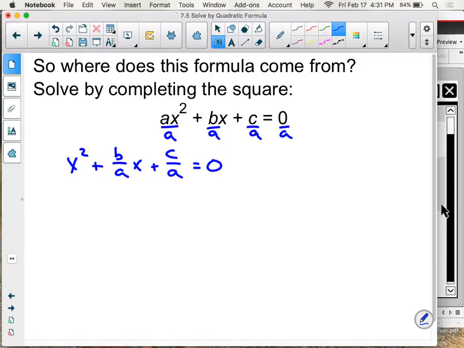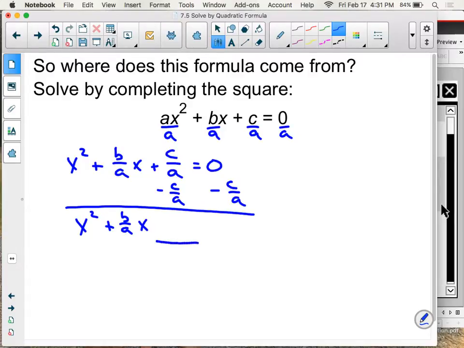Now, what you probably remember is that we have to complete the square. So I've got to get rid of this c over a. Let me subtract it over to the other side, and I get x squared plus b over a times x.